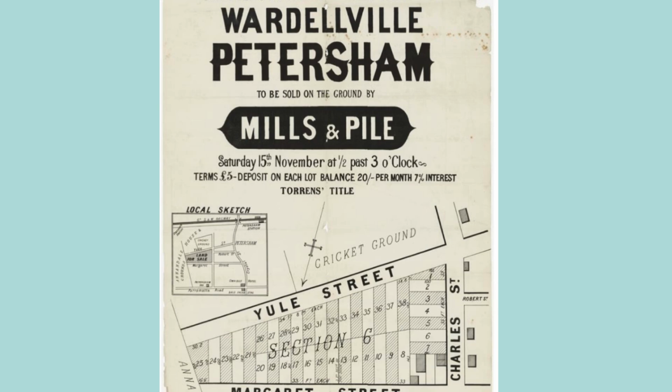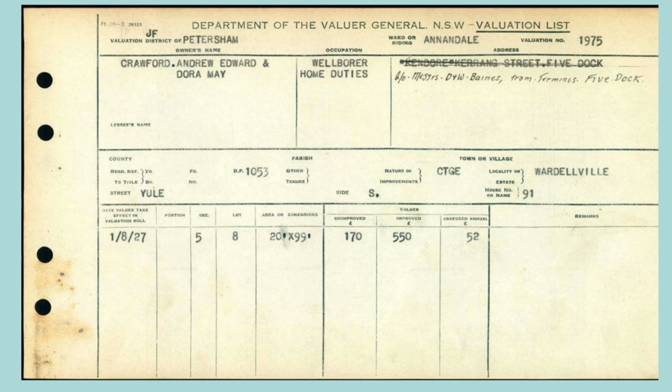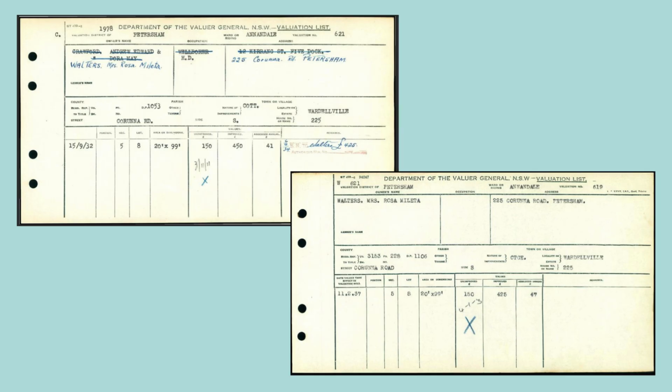This property is an example of how difficult finding a house can be. This property is on the Annandale ward and is part of the Wardaleville estate in Petersham records. This house before the 1930s was number 91 Ewell Street, section 5, lot 8. It is clearly shown in the 1920s valuation lists that Dora and Andrew Crawford lived and owned the house. This is under the Ewell Street.